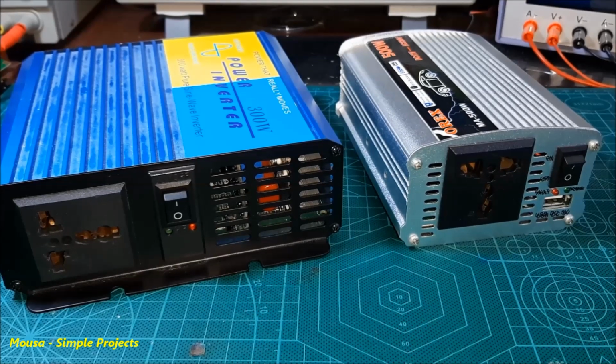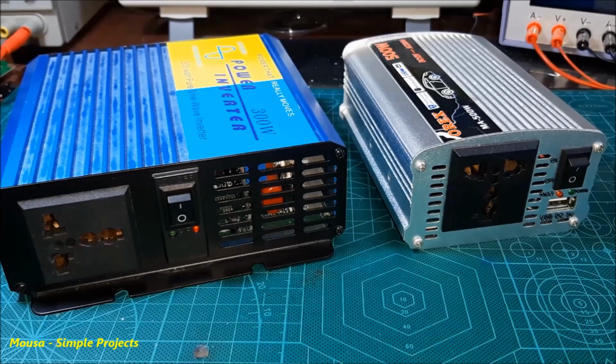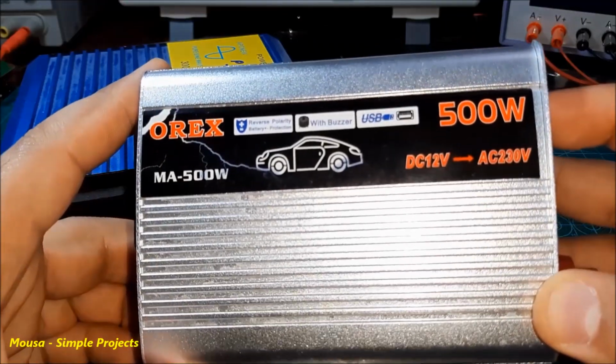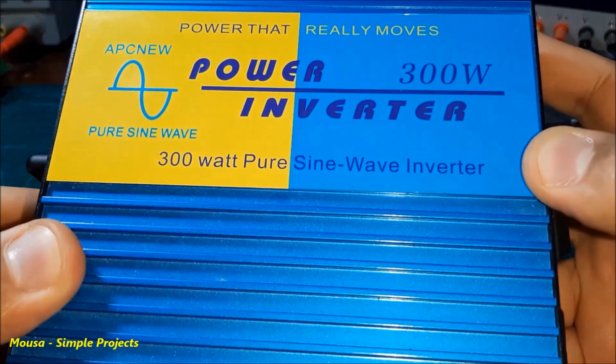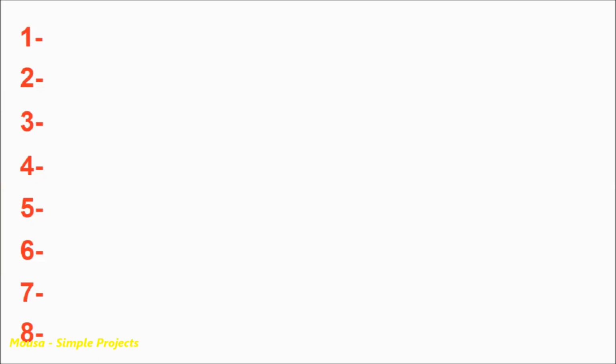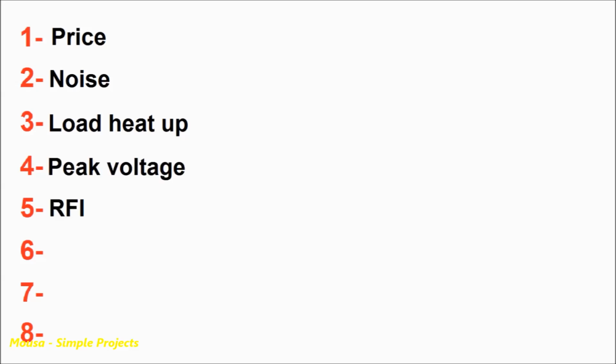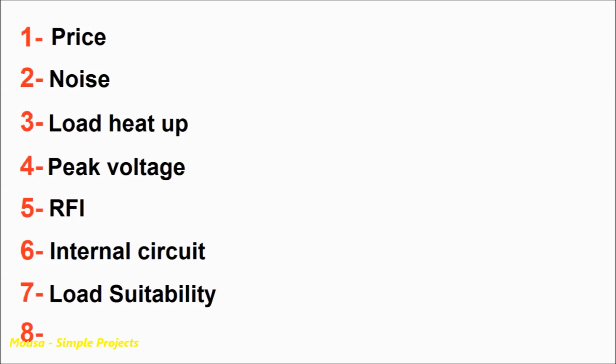In this video, I want to talk about the differences between modified or square wave inverter and pure sine wave inverter. This comparison will be about eight properties, such as price, noise, load heats up, peak voltage, RFI, internal circuit, load suitability, and load dimming.